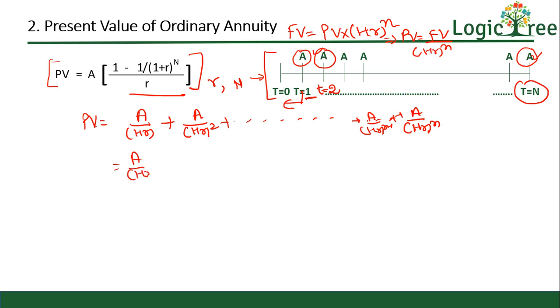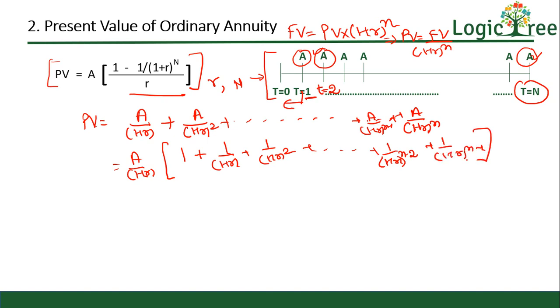Now from this series I am taking A upon 1 plus R as common. So the series will become 1 plus 1 upon 1 plus R plus 1 upon 1 plus R square, continuing further, 1 upon 1 plus R raised to the power N minus 2 plus 1 upon 1 plus R raised to the power N minus 1. So this series that we have formed here is a GP series, that is, geometric progression.